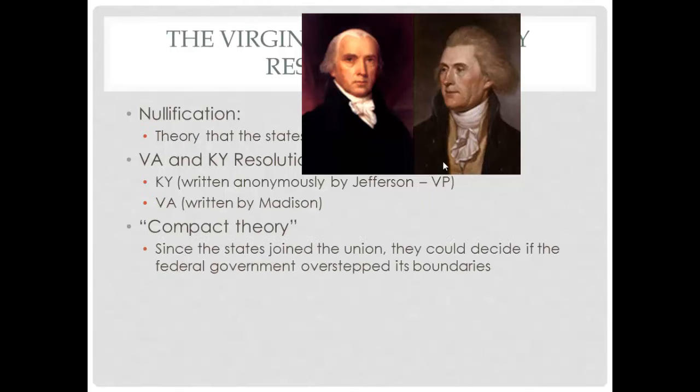And they used something called the compact theory, which said that the states were the ones that voluntarily joined the Union, and they are the ones that had the real power. So they could ultimately decide if the federal government overstepped its boundaries, and they could pick and choose which federal laws to enforce. This is a theory that will be around for a very long time, even though it's more symbolic than anything. No other states adopt the Virginia and Kentucky resolutions.